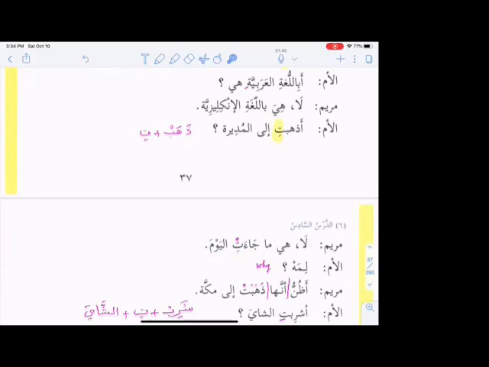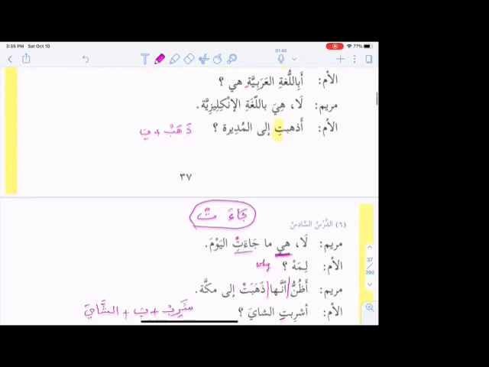Why is there a ta' ta'nith? See, the verb is ja'a, to come. And why is this ta' ta'nith in ja'at? Because ta' ta'nith tells me that the fa'il of ja'a is muannath. Here, see, the ta' ta'nith goes to hiya. Ma ja'at al-yawm. She did not come today.